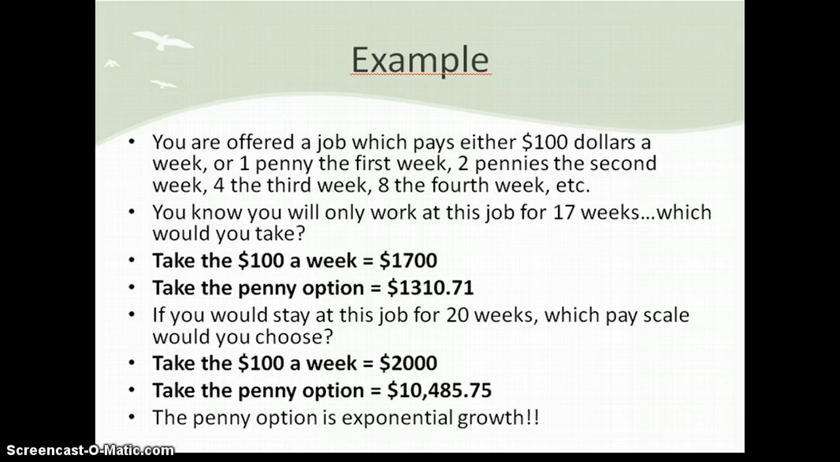Now consider if you just stayed a little bit longer, 3 weeks longer, which pay scale would you choose? Would you still choose the one that pays you $100 a week? If you take the $100 a week option for 20 weeks, 100 times 20, that would be $2,000. But if you take the pennies, just 3 weeks more, that doubling, that increasing rate, would earn you $10,000, almost $500. That is an example of exponential growth. It grows faster and faster over periods of time.